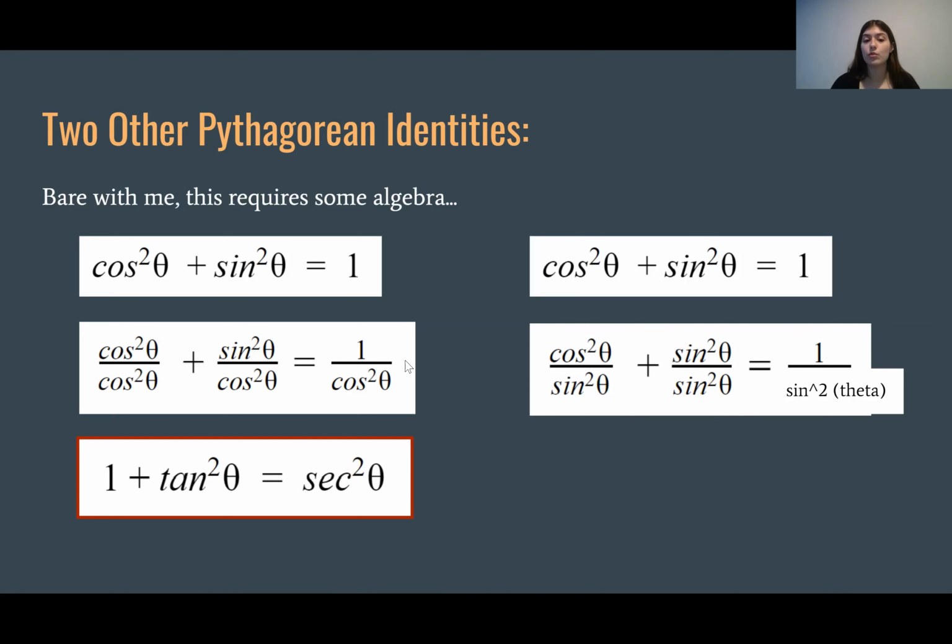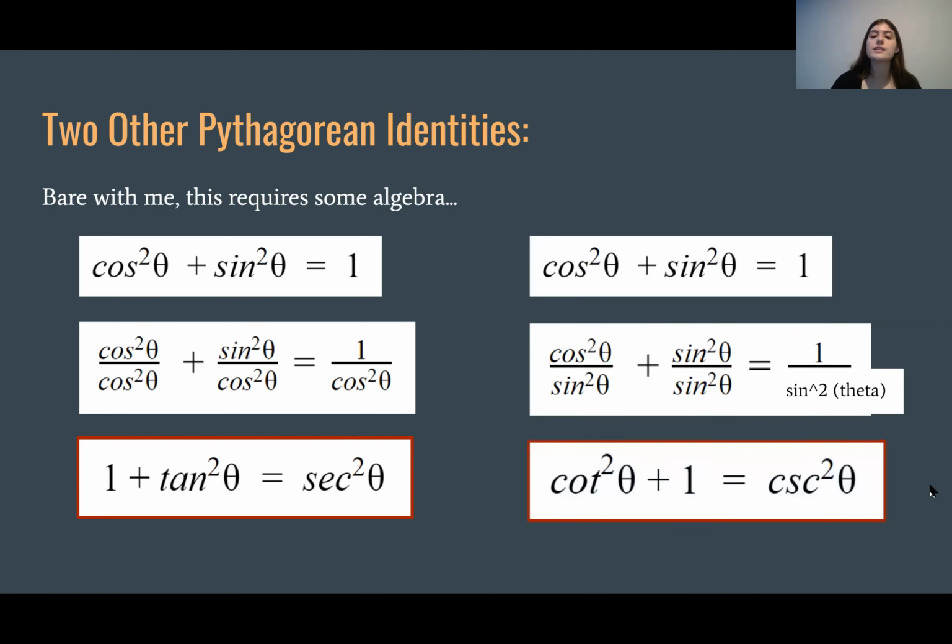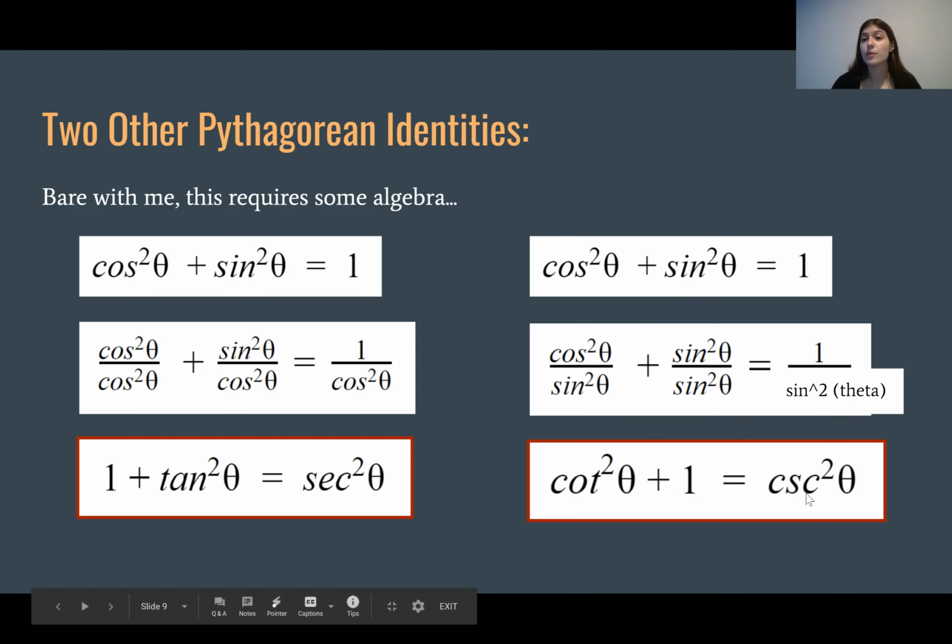And just like how we did before, 1 over cosine was secant, well, 1 over sine is cosecant. So 1 over sine squared is cosecant squared. That is how we get our last trig identity. Cosine squared theta over sine squared theta is cotangent squared theta. Sine squared theta over sine squared theta reduces to 1. And 1 over sine squared is cosecant squared. Again, this one we derive from the quotient identity, this just reduces to 1, and this one we got from the reciprocal identities.